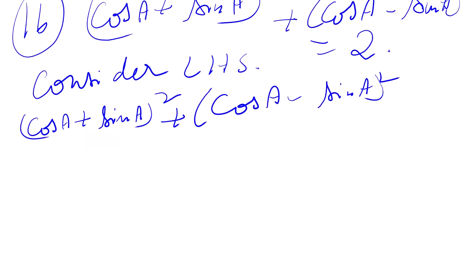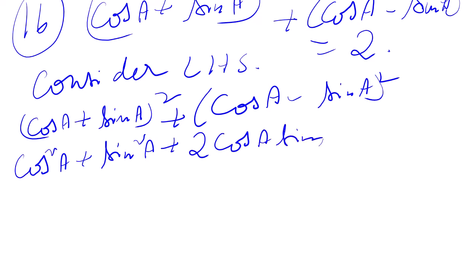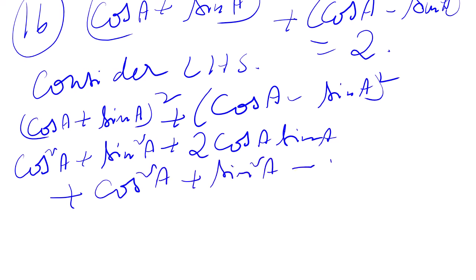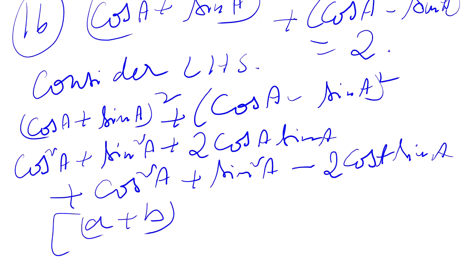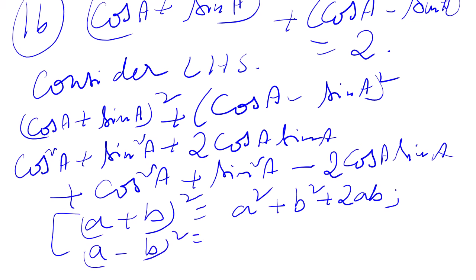Let us apply A plus B whole square, A minus B whole square. So this will be cos square A plus sin square A plus 2 cos A sin A plus this will be cos square A plus sin square A minus 2 cos A sin A. This is how, by applying A plus B whole square is equal to A square plus B square plus 2AB and A minus B whole square is equal to A square plus B square minus 2AB.